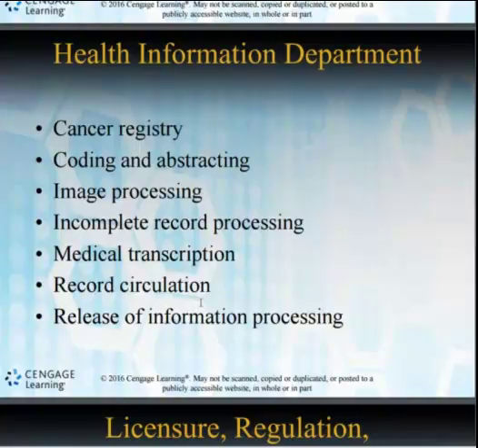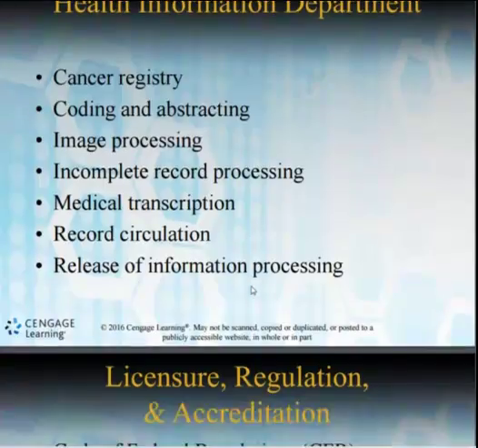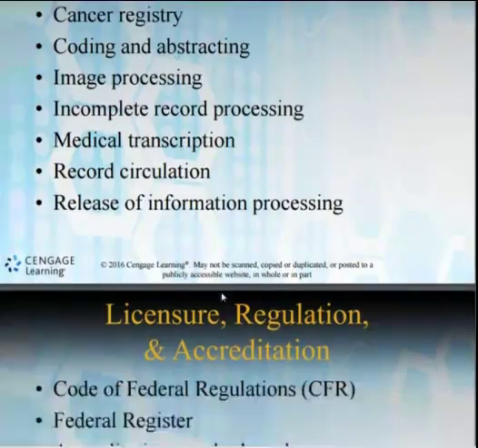Image processing, this is where they're getting ready to go into the EHR, so they may work to convert paper to electronic. Incomplete record processing, these people work to assemble all the discharge records, make sure that nothing is missing, and contact physicians or employees that may have information that's missing that needs to be in there. Medical transcription is where they type up the dictated reports and put them into the electronic health record. Record circulation is where they keep up with the records and where they're located. And then release of information is the area where they look at whether or not copies can be made or information can be given out to patients about their record.